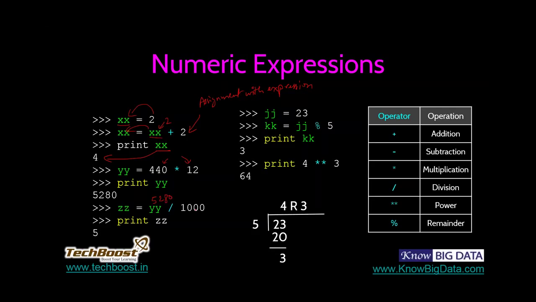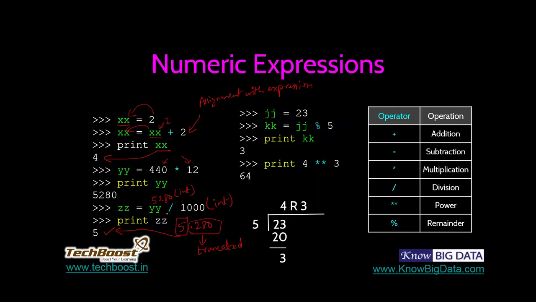5280 divided by 1000 is 5. Why is it 5? Because both are integers: 5280 is an integer and 1000 is an integer, so the result, that is 5.280, should be the output. The decimal value is truncated. It has been removed, and the output we get is the integer output.